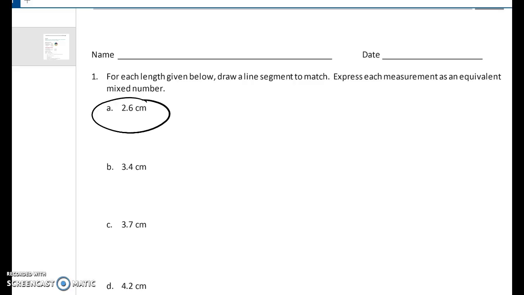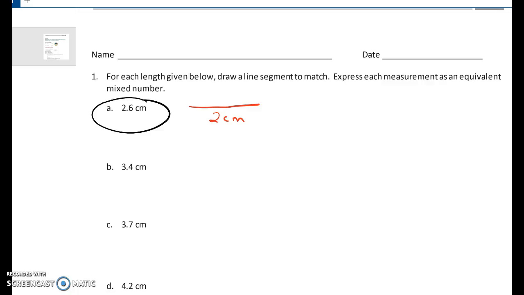So the first one has 2.6. So I'm going to draw my first line to be 2 centimeters, just like before. We're going to do our whole centimeters first and then our fractions. So here, let's call that 2 centimeters. Thumbs up once you have that. Good. I see several of you have your thumbs up. And now I'm going to put in my 0.6.